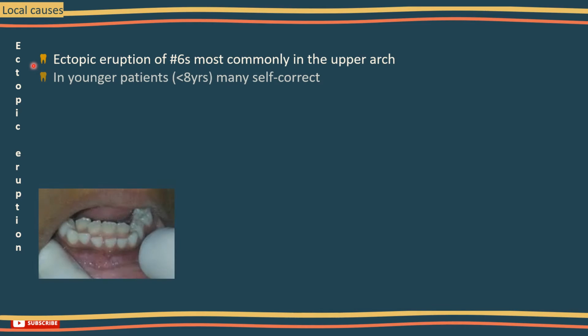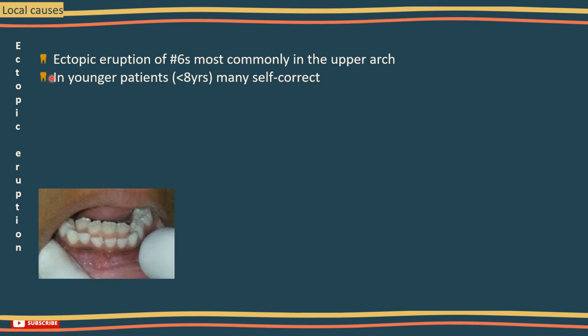Another factor would be ectopic eruption, meaning that the permanent tooth would erupt in an abnormal position. Ectopic eruption of first permanent molars most commonly occurs in the upper arch, against the distal end of the second primary molars. It occurs in 2 to 5% of children, and it is an indication of crowding. In younger patients, like younger than 8 years of age, many could self-correct. But if still present after 4 to 6 months or in older children, an orthodontic separating spring may allow the tooth to erupt freely.